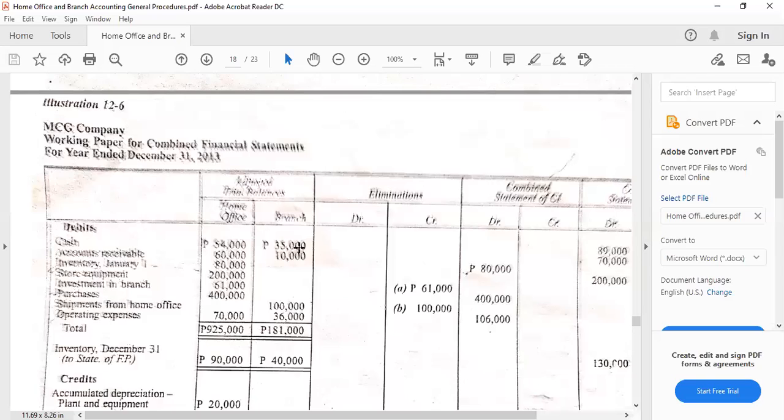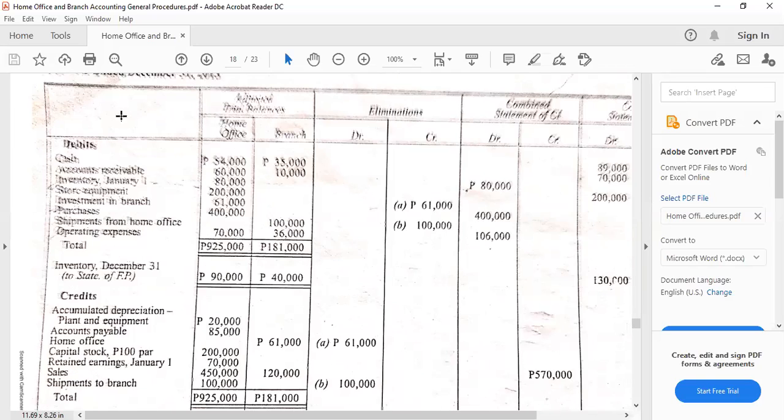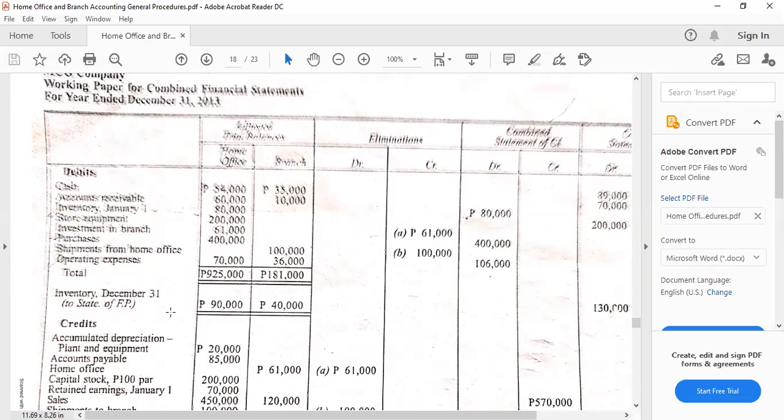All right, so this is now the heading, the name of the company, the report that we are preparing, and the date line. Then we have the account titles here. So all debits are grouped as well as the credits. Although if we can recall from accounting one, this is not really required. We can just arrange the account titles in the order of assets, liabilities, equity represented by our capital accounts.